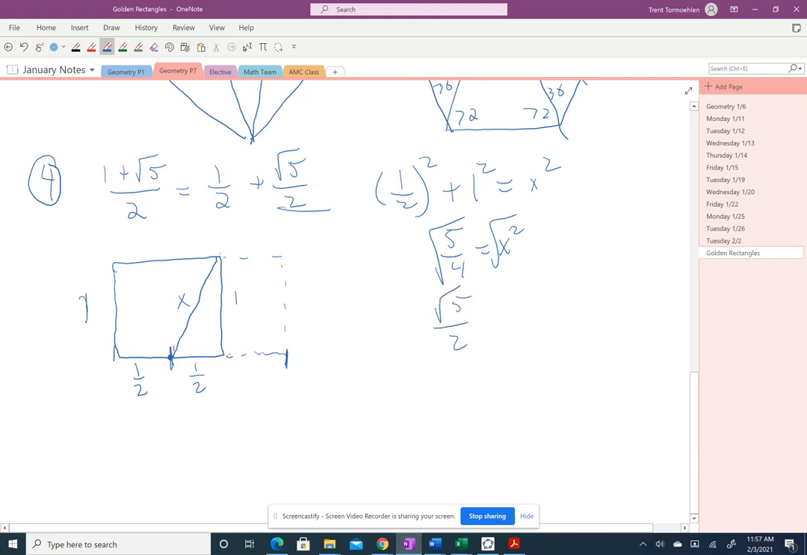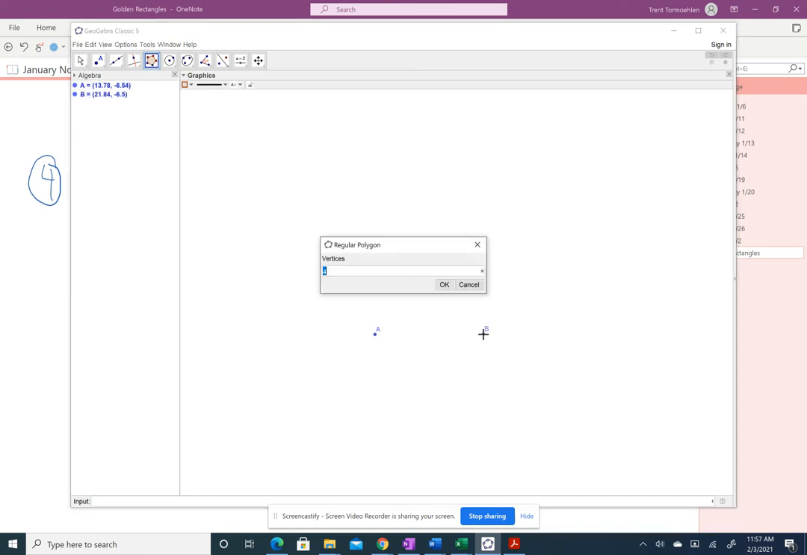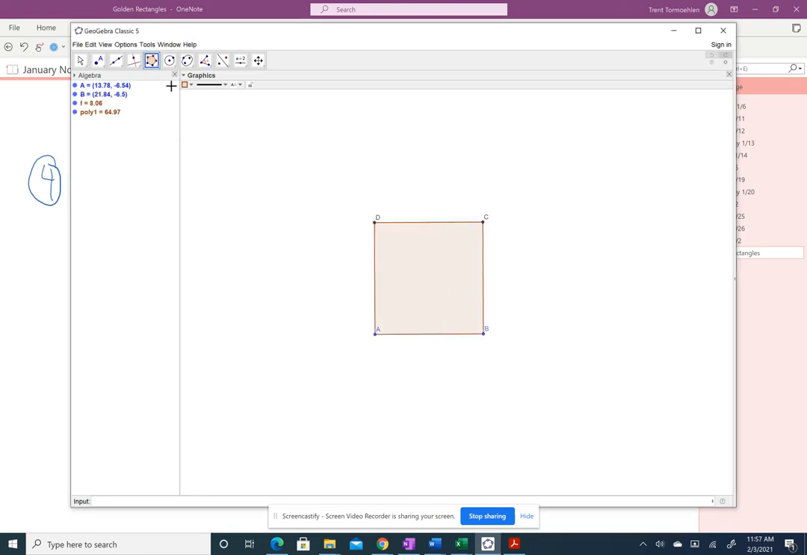Well, what that allows us is to draw a circle with this as the radius to get this point right there. So I'm going to show you that really quickly on GeoGebra. And so we take a look at GeoGebra. We're going to create a square. And then in that square, we're going to take the midpoint of one of the sides.